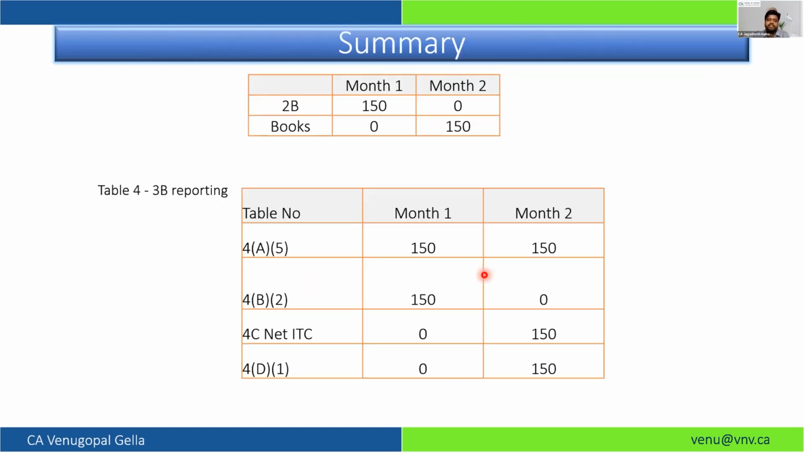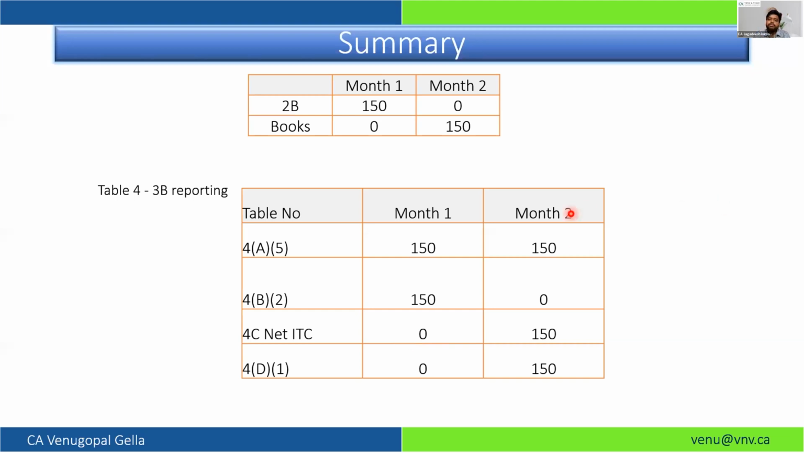The same thing I have discussed in the previous slides, I will try to explain with figures. See, in 2B, 150 credit is reflecting, but in the books, I don't have any credit. In month 2, I have accounted that same invoice. We'll see how to report it in GSTR 3B, 4A5. For that month, the auto-populated figure will come to 150. Because I have not accounted that invoice, I am reversing it in the temporary reversals under 4B2, 150. So net ITC for that period is 0.